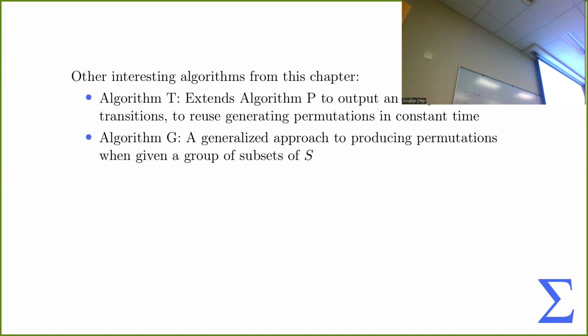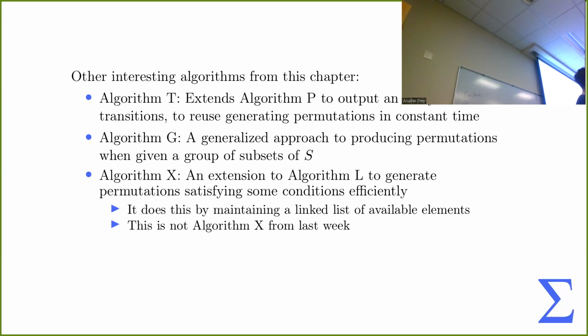Algorithm G, which is way more complicated than it probably needs to be, but a really interesting result in the sense of like I'm given subsets of S that meet some condition, which the book calls a Sims table. Surprisingly not related to the game The Sims. And G is a generalized framework to generate the permutations within that table in an efficient manner. And then there's algorithm X, which is not the X that we talked about last week. Knuth just really likes naming things X eventually.